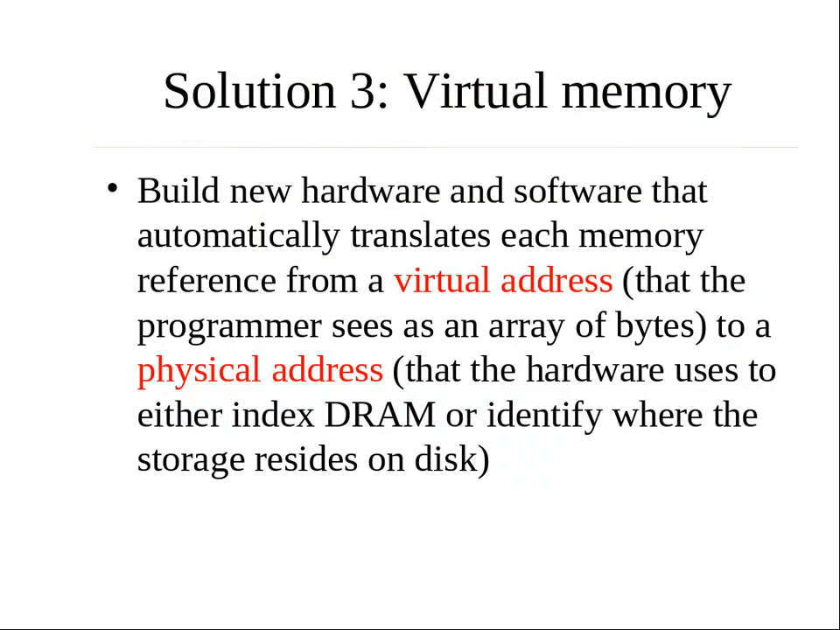For a program. So solution 3 is we build new hardware and software that automatically translates each memory reference from a virtual address into a physical one, aka we add a level of indirection. The idea is instead you're going to write your program as if you have all the memory, and then we're going to have the hardware and operating system. Notice that this is now a hardware and an OS solution, so there's still a software solution, but the application program doesn't need to know. We're going to have hardware and software that goes ahead and does the translation in the background.